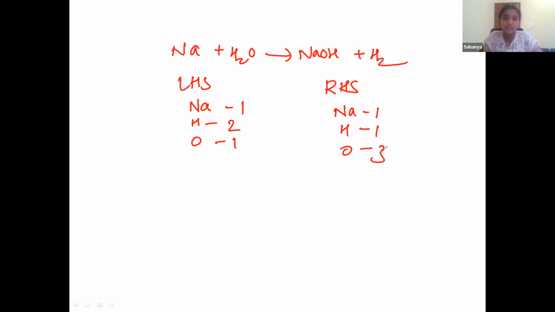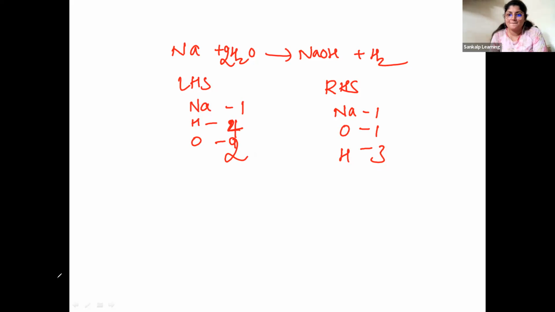Oxygen is also one, right? Oxygen, hydrogen. So the first one, you're supposed to add 2 for the H2O. Then here it becomes 4, here it becomes 2. Still it is not balanced.